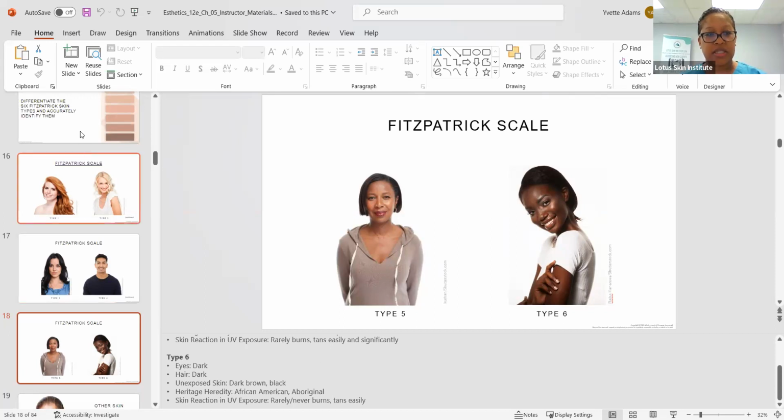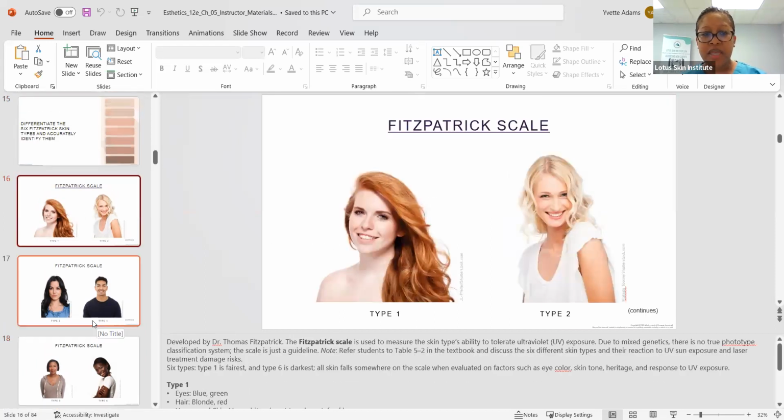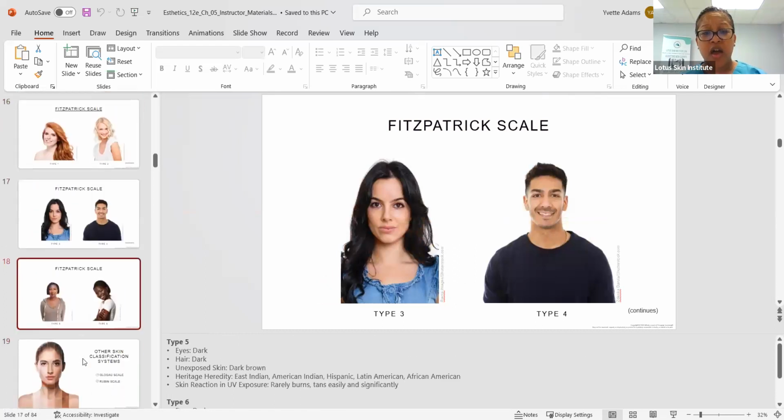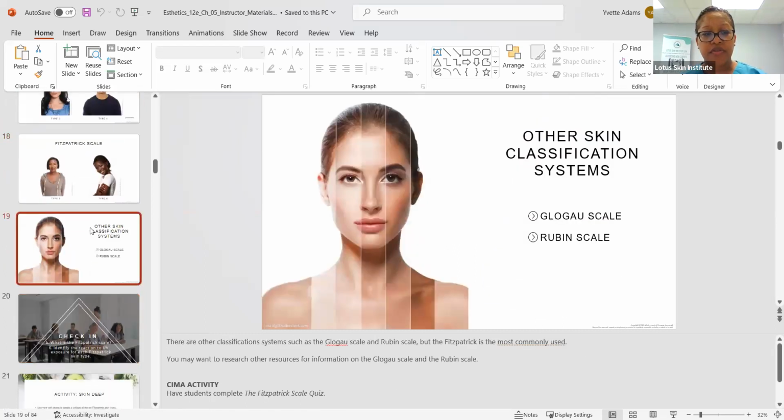It's so interesting to see the examples that different books give on different types. Now, in another chapter that I believe we covered, we didn't cover it, and I just did a lesson plan on it. Okay. My homework, but there are other classification systems, the Rubin scale, the Glogau scale. So there's information on this in this book on those scales, and I can't remember what chapter it was, but I think I have a lesson plan on it. So if we didn't do it, you will cover it before it's all said and done.